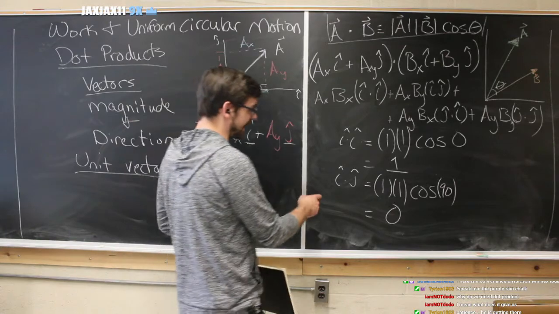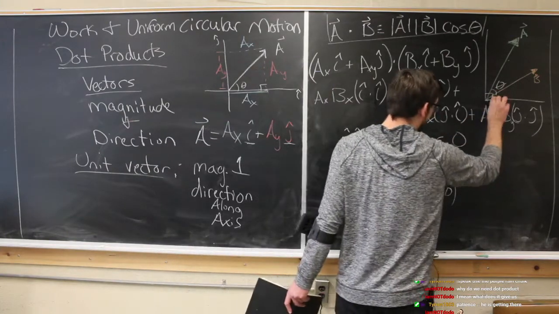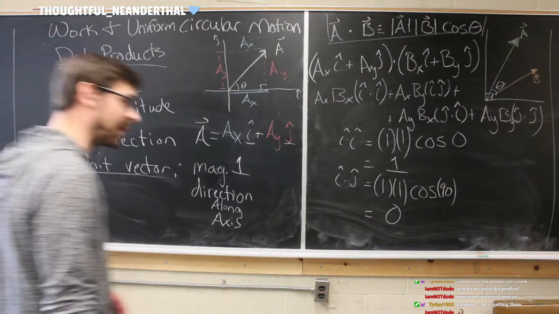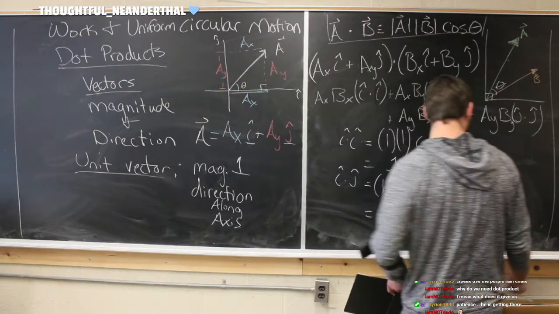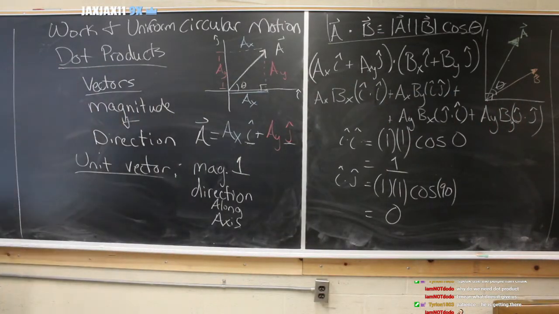But the big point is when i hat and j hat are dotted together and they are perpendicular to each other, it makes a right angle. That is always 0. Okay? Yes, cosine 90 degrees, or pi over 2. Okay? 90 degrees is pi over 2. All right.